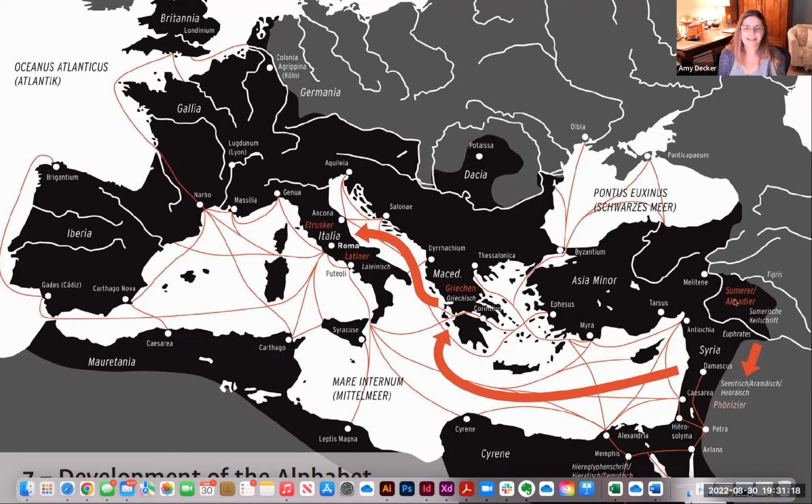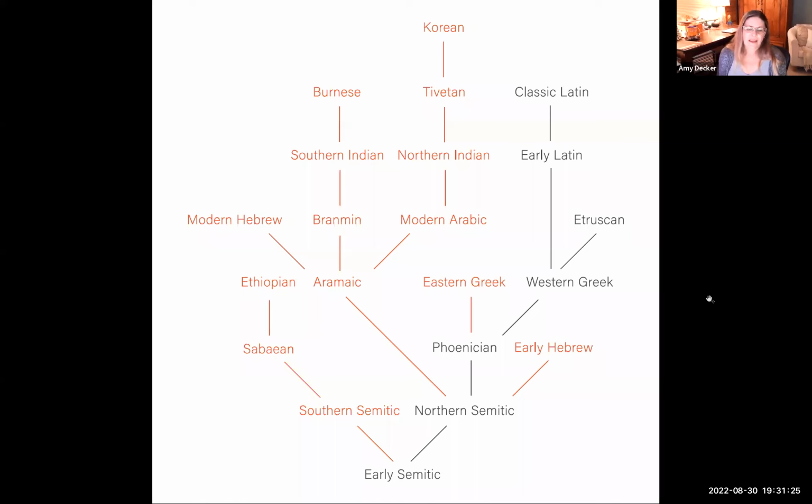Not confusing at all, is it? Let me simplify it for us a little bit. So down here at the bottom, the early Semitic is where we all started, right? This is where all of the alphabets started. We're going to follow the black line.